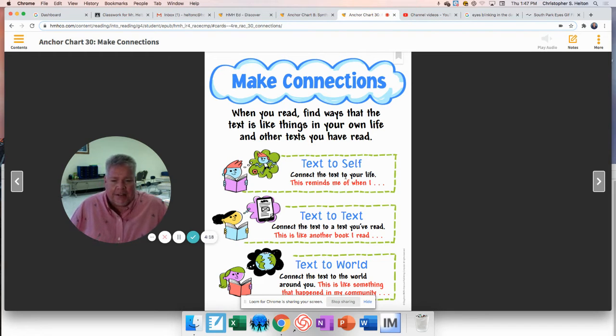How can we connect a text to ourself? Well, this reminds me of a time when we were reading the story about Matthew, who was blind. It reminded me of a friend of mine that I haven't seen in a long time. His name was Randy, and he's blind. And he's quite a bit older than me.